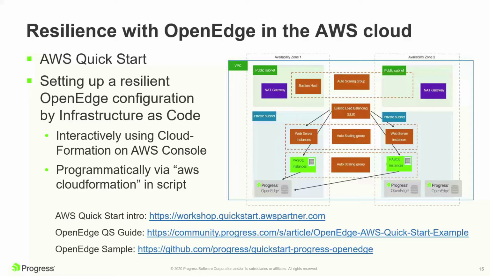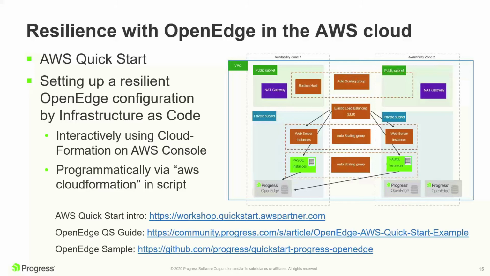We have created an OpenEdge AWS Quick Start package, which helps you to set up a resilient OpenEdge production environment in the AWS cloud. The infrastructure is described as code and can be set up by a script. See the OpenEdge Quick Start Guide document for more details, the second link on this page. Basically, we apply the best practices of OpenEdge resilience in the cloud by providing a quick start script.